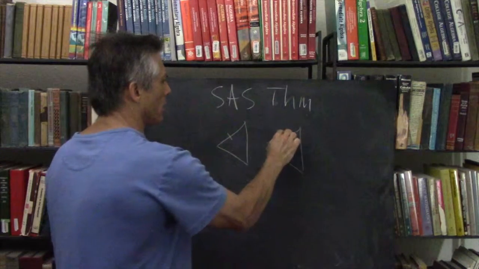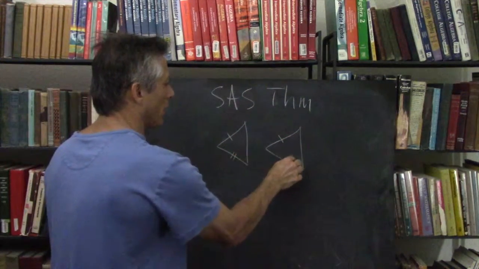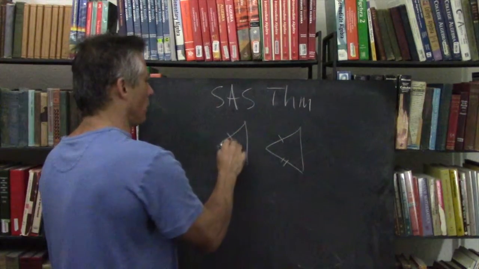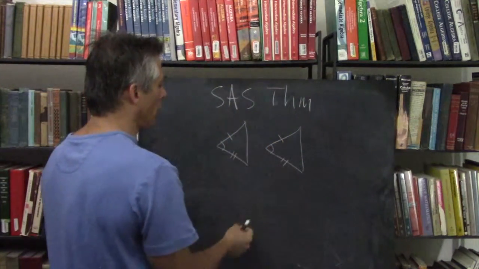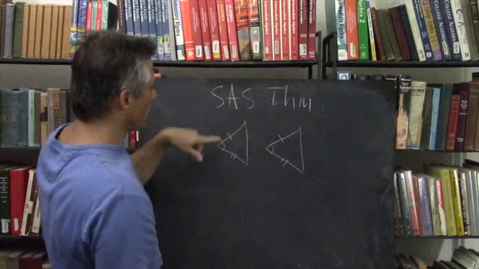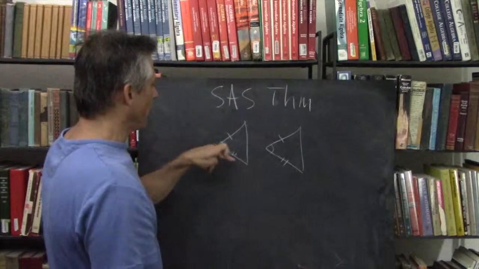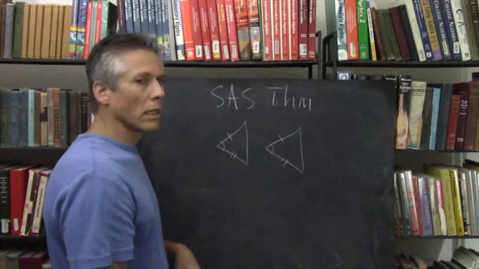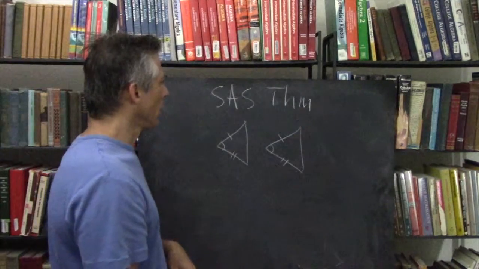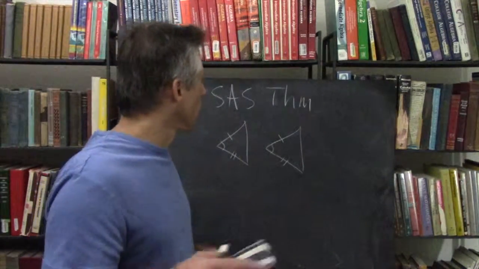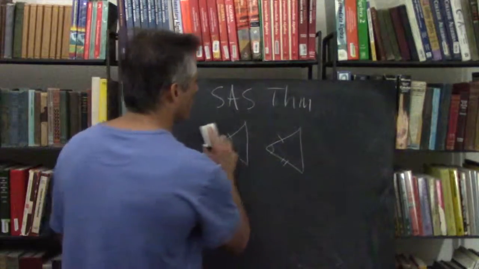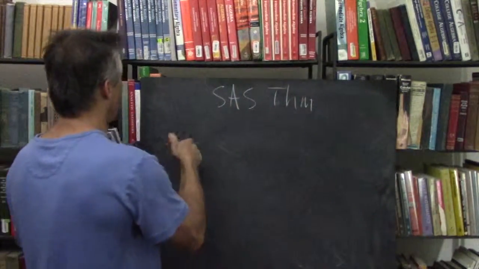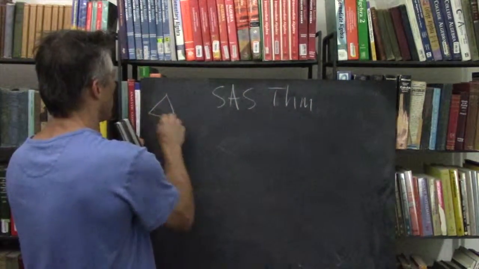So this and this, that and that, and the included angle, not just any angle around here, cannot be one of these. It's got to be the one made up of these two sides. So we have side angle side. Now we're going to go through and prove this. How about if I move this over here, and then I'll just do the proof right here. Put the diagram up like here.